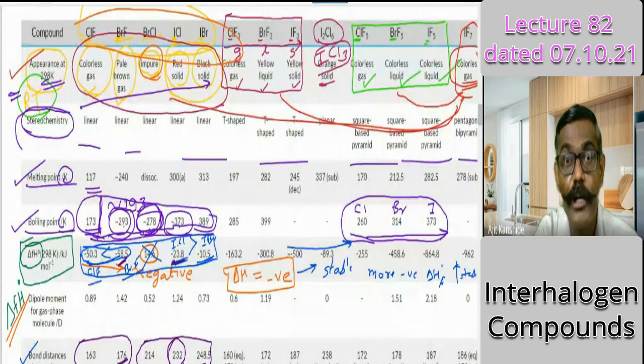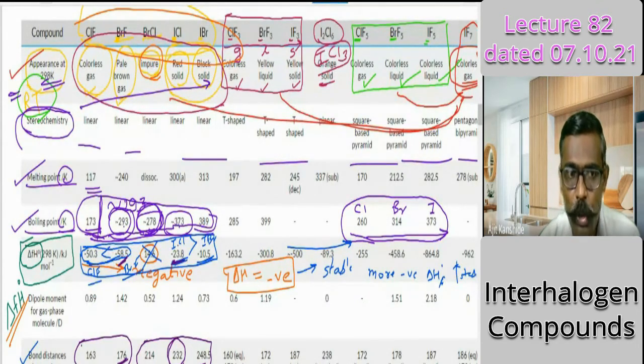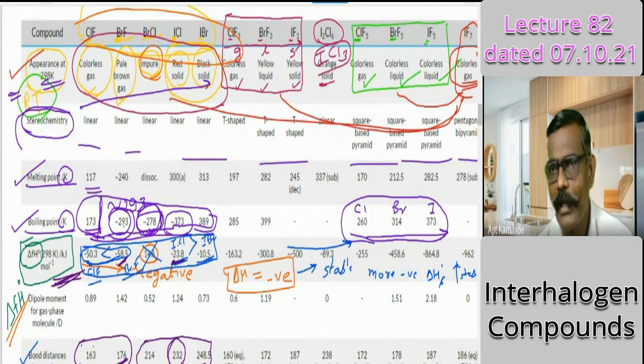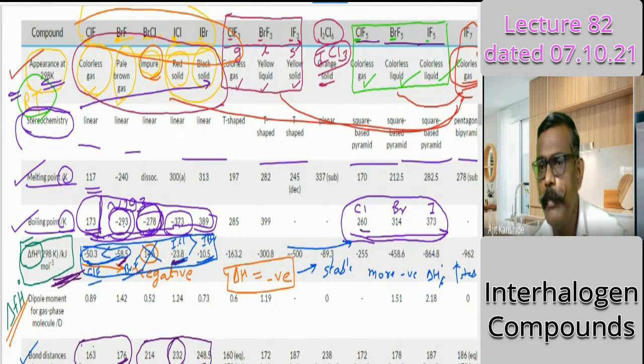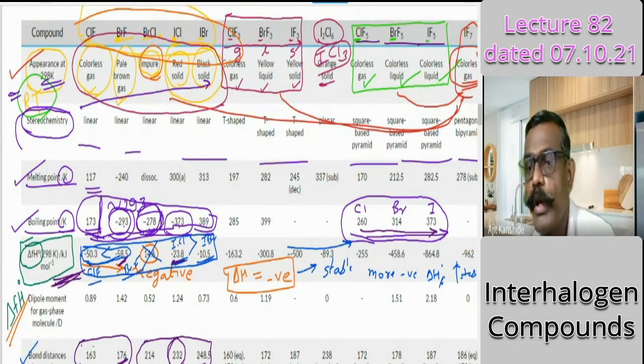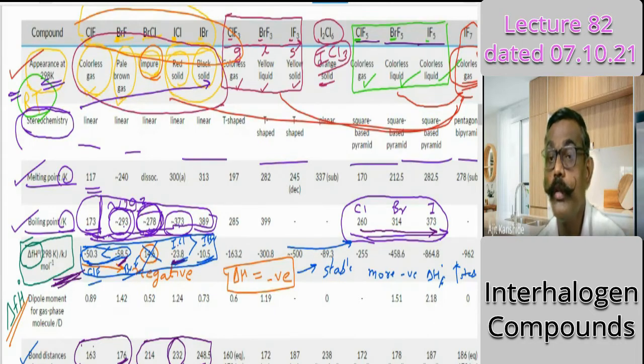So don't get indulged with too much. But these values will help you to compare their formation constant or formation energy, enthalpy change of formation, and these bond distances. Further example, let me consider these pentafluorides. What are we finding? The stability is going to increase. So what is expected? Bond distance should decrease.